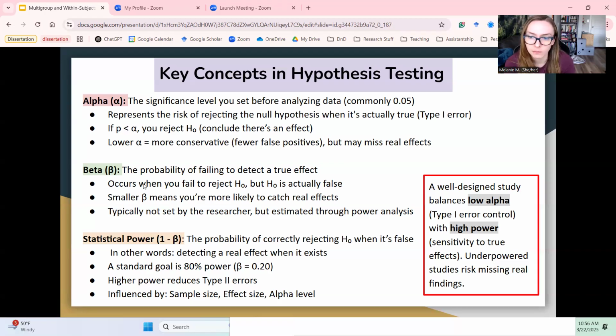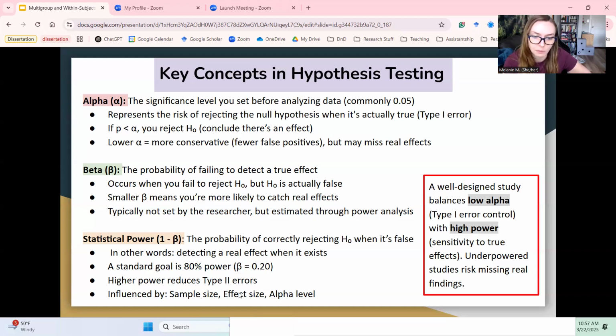And then we have statistical power. It's the probability of correctly rejecting the null hypothesis when it's false. In other words, we're detecting a real effect when it exists. So a standard goal is 80% statistical power, which means a beta of 0.2, because that's 80%. 0.2 means you're 80% sure that this is correct. And the higher that power, the lower the chance of type 2 errors.